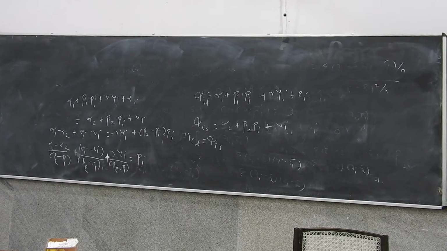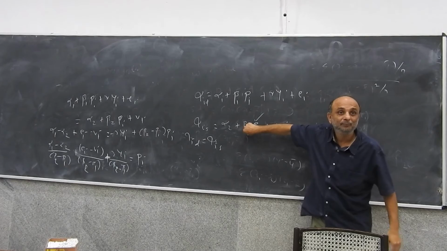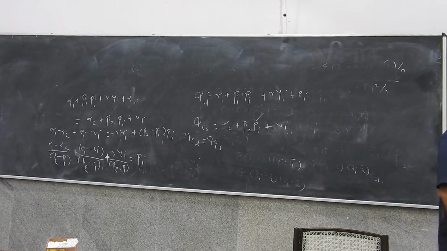So YI and PVI are not related, right? But YI and PI are correlated. So YI can be an instrument to estimate alpha 2 and beta 2. YI can be an instrument to estimate alpha 2 and beta.